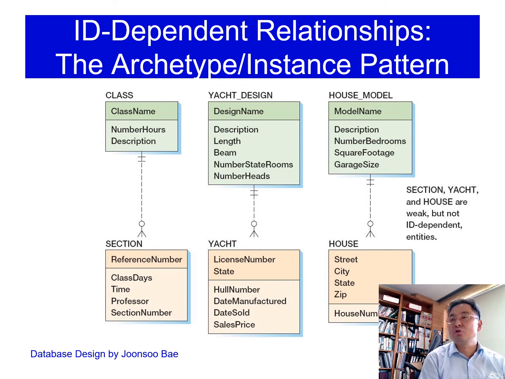But if you change the design to non-ID dependent entities, then this becomes non-identifying. That means the dotted line here, dotted line here, dotted line here. So these are not ID dependent entities, but house, yacht, and sections are all weak entities. That means they cannot exist by themselves.